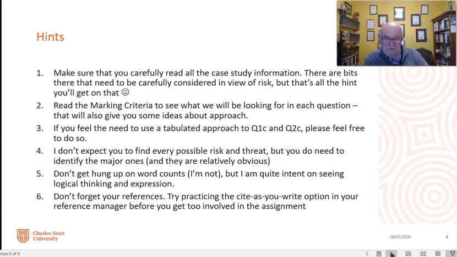Don't forget your references. You might try practicing the cite as you write option in your reference manager before you get too involved in the assignment, because once you get used to the idea of cite as you write, it makes your life in referencing just so much easier.